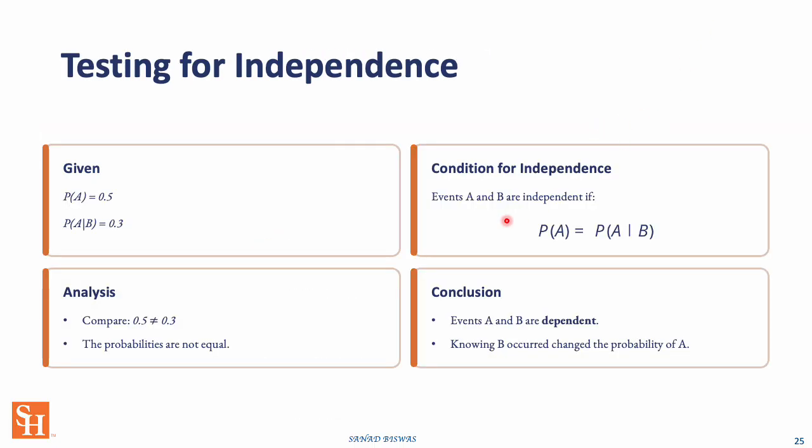Now with an example, let's try to determine whether two events are independent or not. Here we have the probability of A equal to 0.5 and the probability of A given B equal to 0.3. So are these two events independent? Here 0.5 is not equal to 0.3, right? Therefore these two probabilities are not equal, therefore they are not independent, because we know that if the two events A and B are independent, then probability of A equals probability of A given B, and in that case that is not true. Therefore we can conclude that A and B are dependent. That means knowing B occurred changes the probability of A.